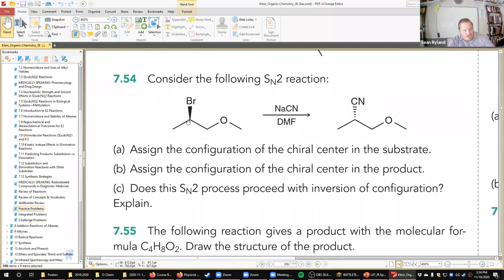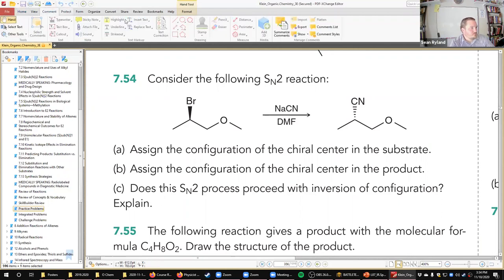So if you look at the way the priority would be to begin with, your highest priority is going to be the bromine, and then it's going to be the carbon that goes towards the oxygen, and then it's going to be the methyl, and then the hydrogen is already pointed away from us, is number four.